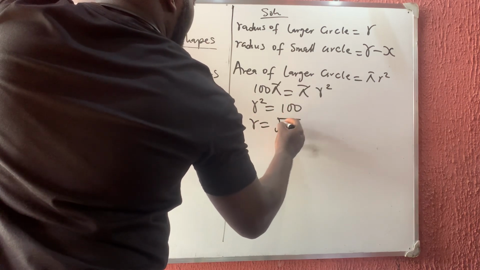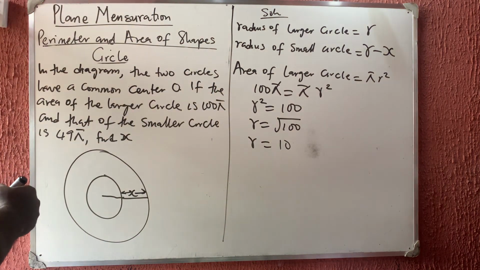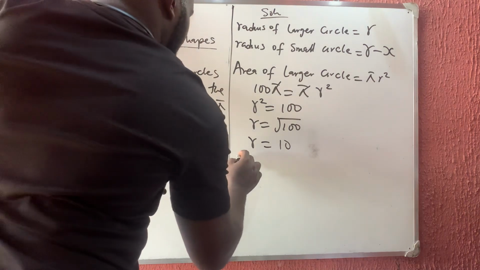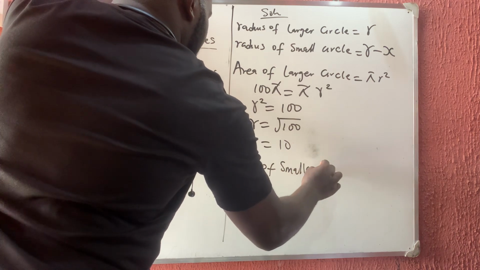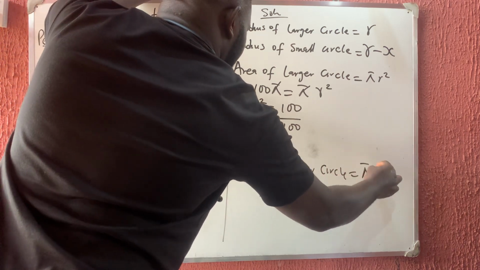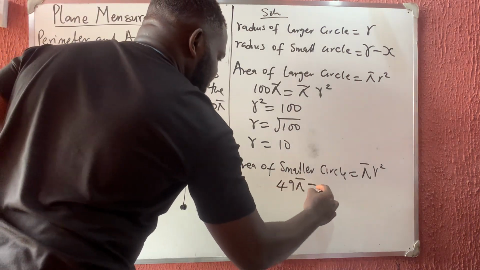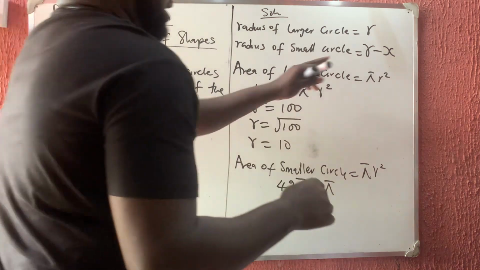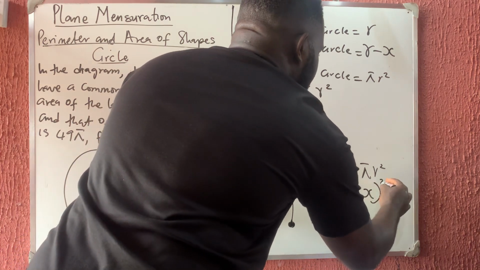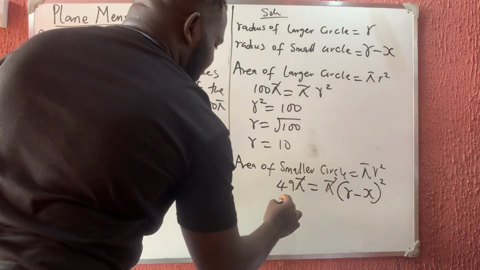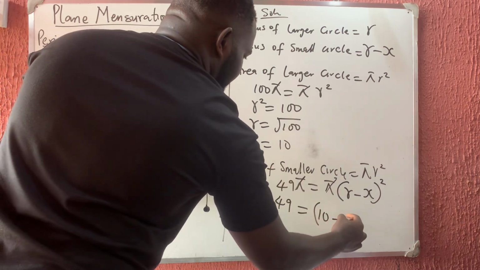So r is now the square root of 100. So r is now 10. Okay, so we have gotten that the radius of the larger one is 10. The area of the smaller circle should give us the same pi r squared, and they gave us that the area of the smaller one is 49 pi. So 49 pi is equal to pi times the radius of the small one, which we write as R minus x all squared. If pi takes care of pi, we have 49 is equal to, with r as 10, 10 minus x all squared.